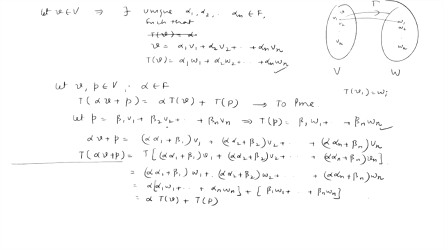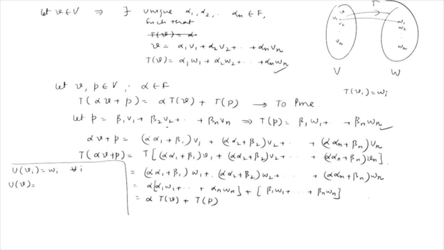The next thing to show is that this linear map is unique. In order to show that this linear map is unique, you consider a linear map U such that U of Vi is Wi for all i. Then, if you take any V in V, that V can be uniquely expressed as alpha 1 V 1 plus alpha 2 V 2 and so on up to alpha n V n.